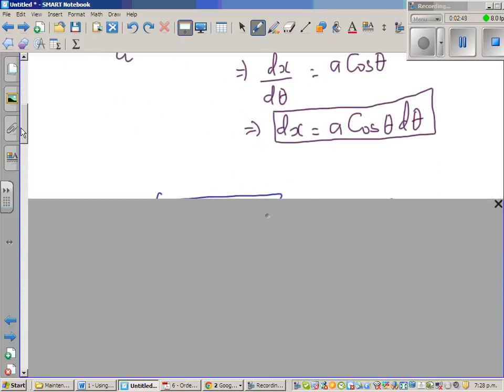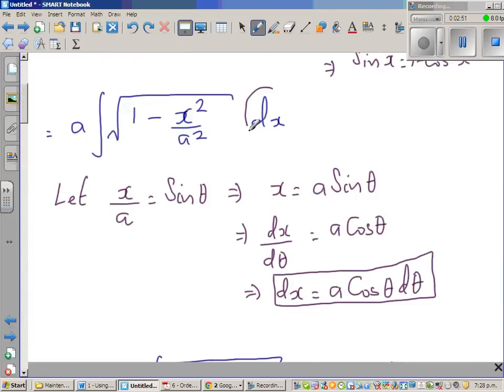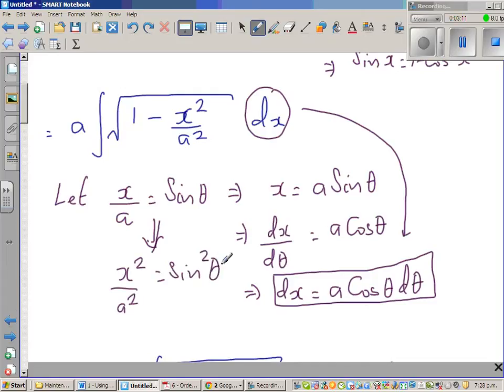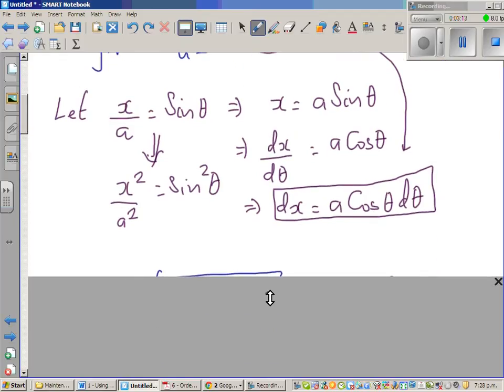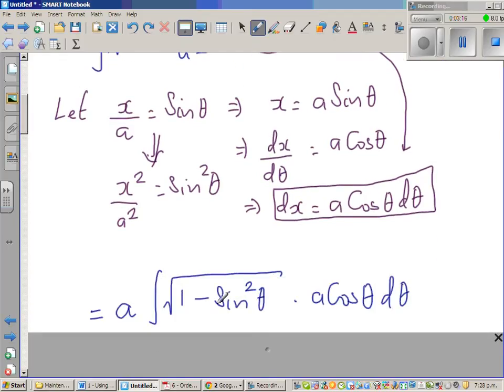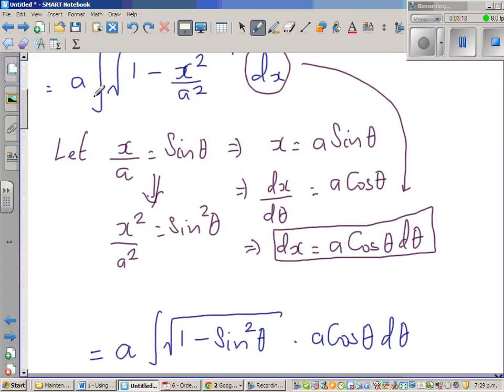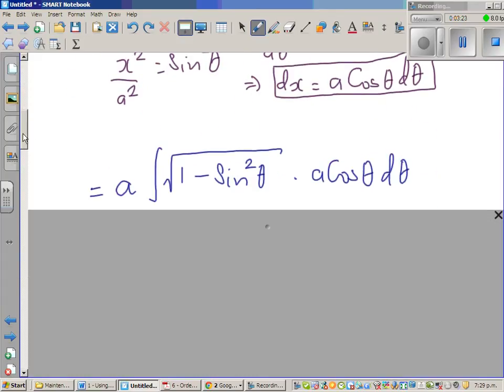So what happens now? In place of dx, I'm going to put a cos theta d theta, and in place of x squared over a squared I will put sine squared theta, since x squared over a squared is nothing but sine squared theta. I've done all the steps so that I don't waste time in writing the steps down. So this becomes a times the square root of 1 minus sine squared theta times a cos theta d theta.